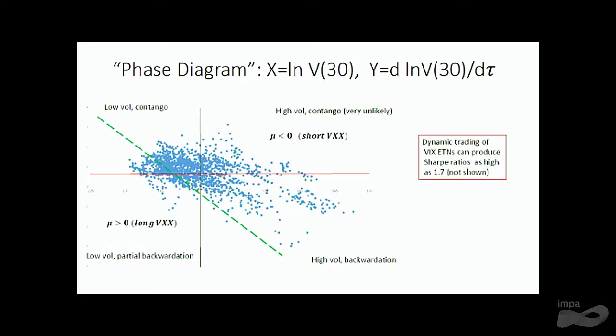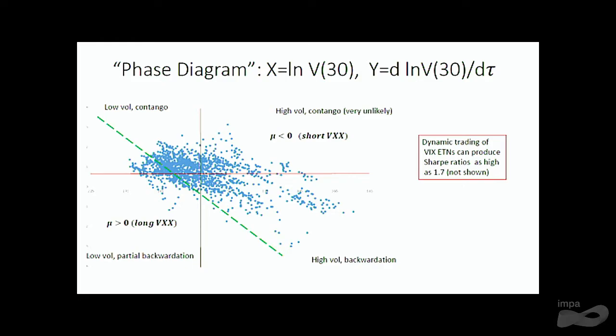And this is the phase diagram that you get. To answer your question, what the model predicts is that this axis is level of volatility at 30 days. This is level of slope of volatility at 30 days. This green line is the line where the drift is 0. This means negative drift, so you should short. This is positive drift. So when do I get positive drift? Well, I feel I never get positive drift.